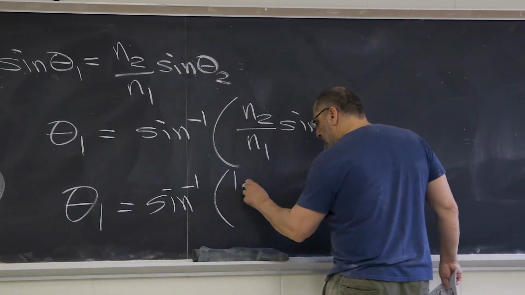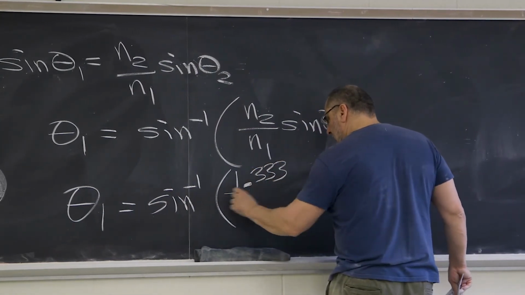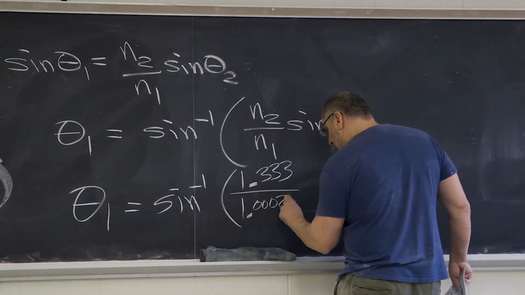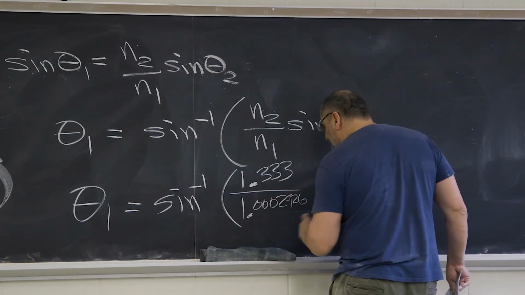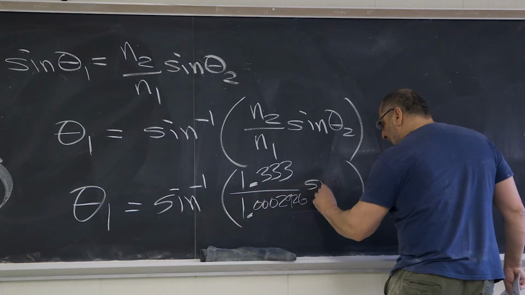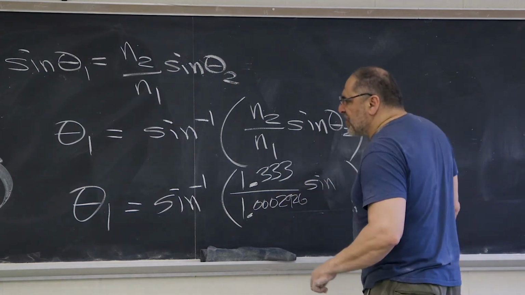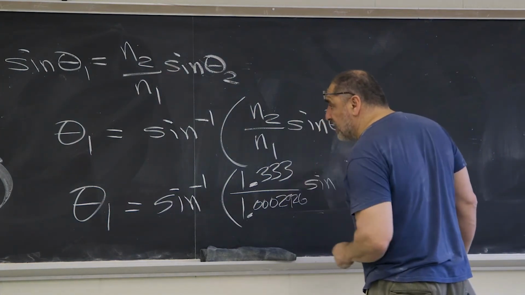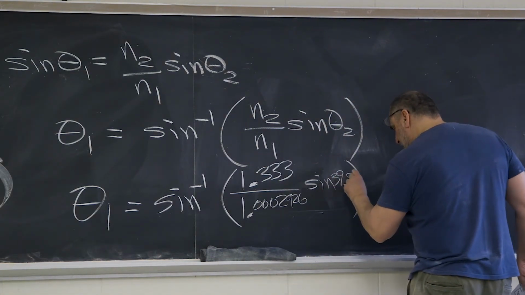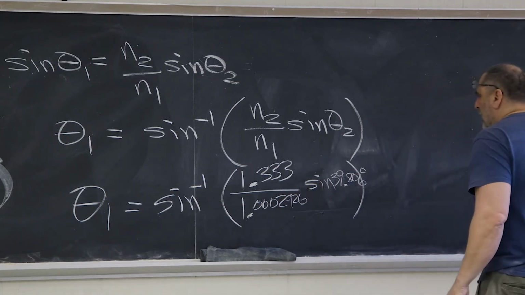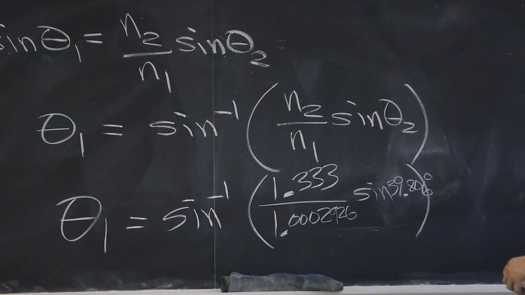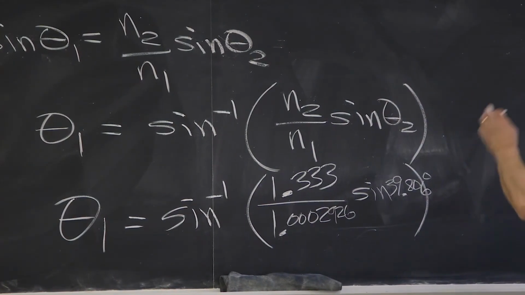N2 is 1.333. N1 is 1.0002926, I think. I didn't use that. I think I just used 1.0, so just be mindful of that. You may not have to do that. Sine theta sub 2: we just said theta sub 2 was 39.8. So sine theta sub 2 is the sine of 39.806 degrees. Grind that out.